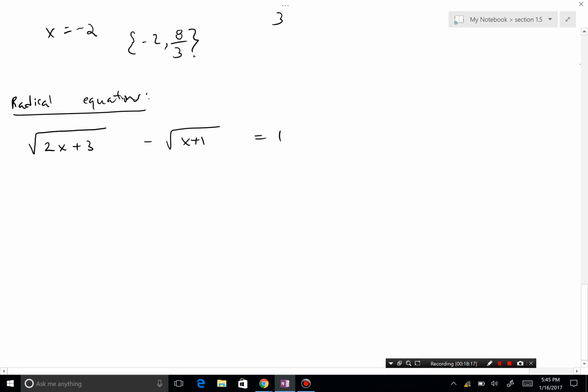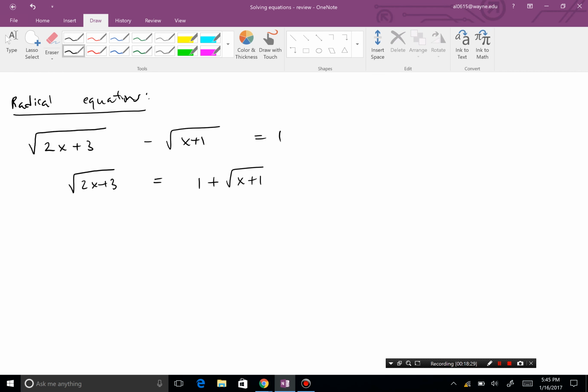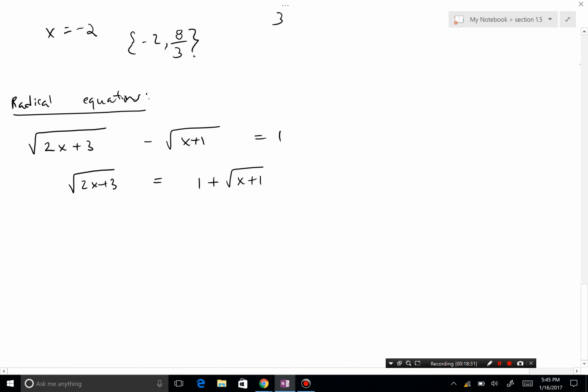So here we go. I try to minimize the amount of negatives I have, so I'm going to add this thing over. Gives me square root of 2x plus 3 equals 1 plus square root of x plus 1. All right, so now this is where you have to be careful. Be careful. To undo a square root, I need to square it. Whatever I do to one side, I'm going to do to the other side. Now, this is the only way to kill it.